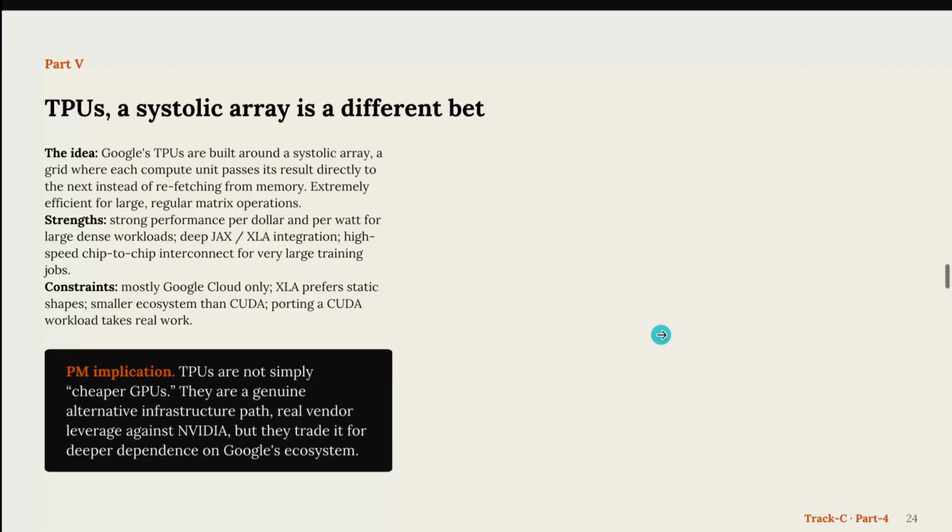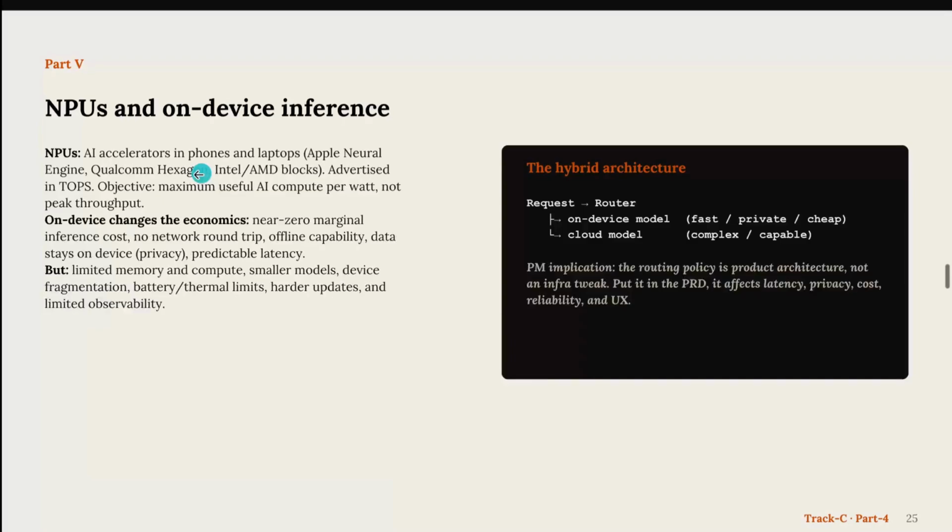NPUs, which are neural processing units, are also good, but these are for edge devices. For AI accelerators in phones and laptops, these are really good, and there are multiple companies that provide NPUs. Their objective is maximum useful AI compute per watt, not peak throughput, because battery drain from using AI is a big hurdle, and it needs to be very economical in nature.